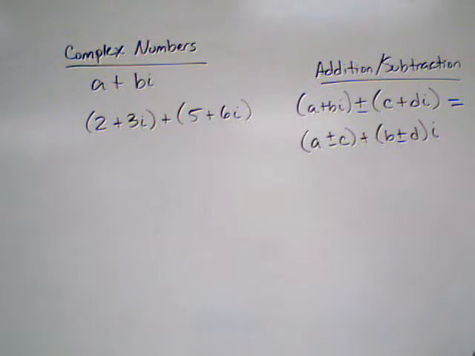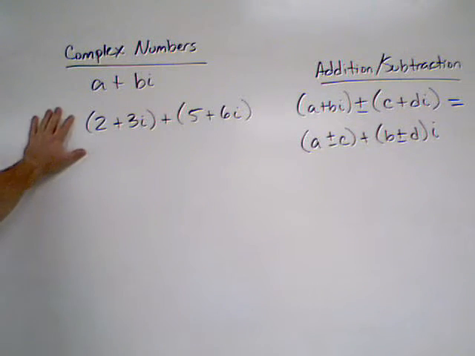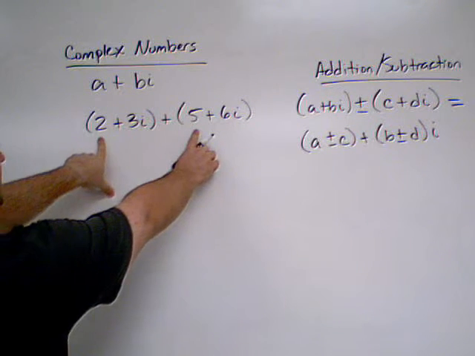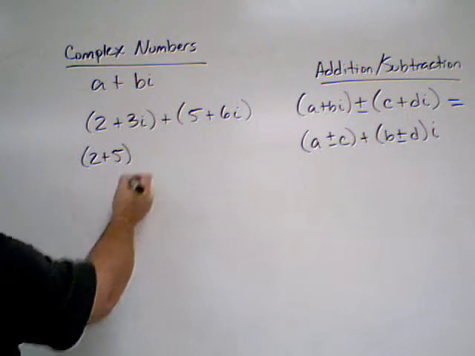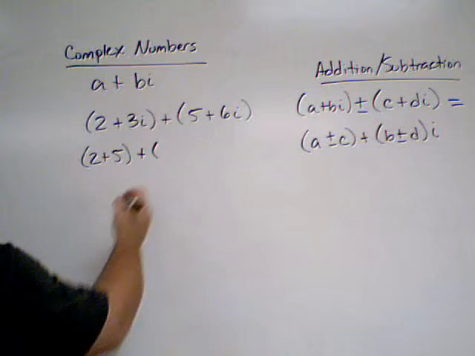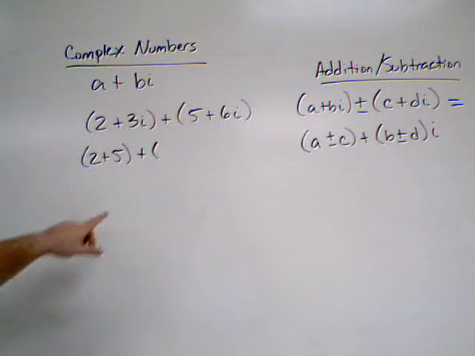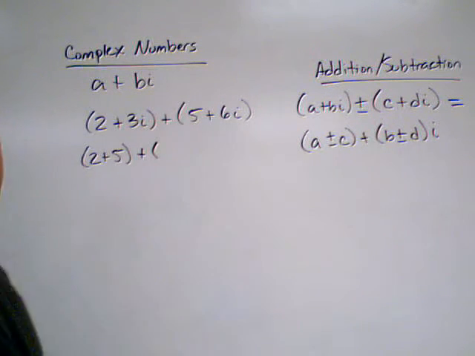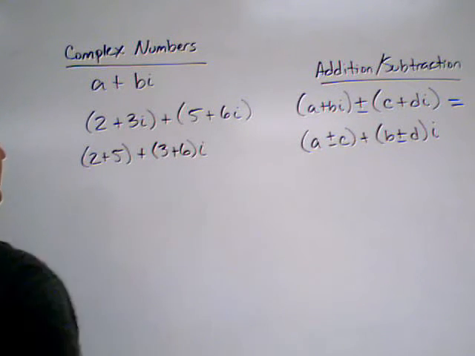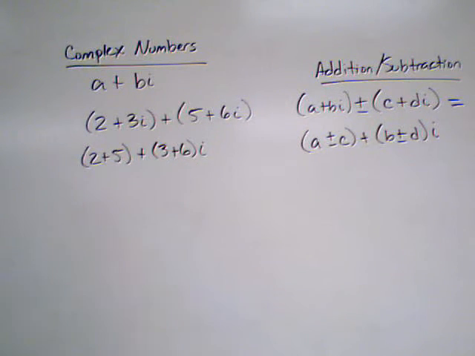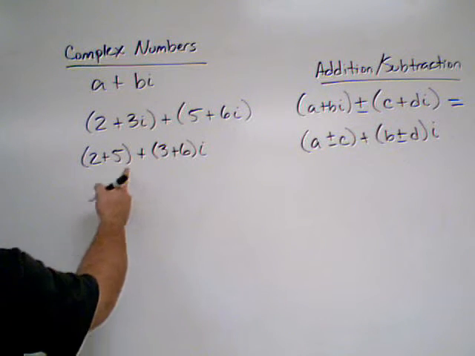Alright, let's look at an example. We have 2 + 3i plus 5 + 6i. We're going to take our real components first. Alright? So 2 plus 5. Now we're going to add our imaginary component. We're taking 3 plus 6. And whatever we get there, we're multiplying by i. Okay? Because that is the imaginary part of our answer.